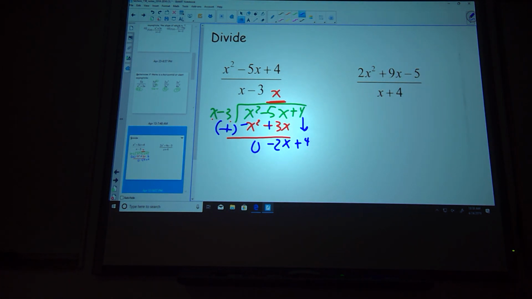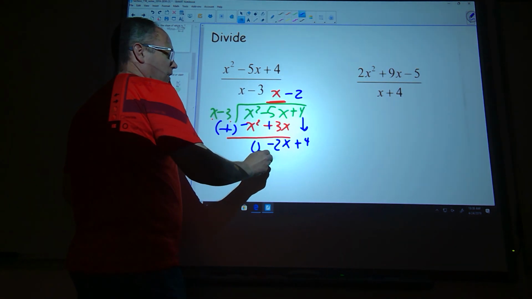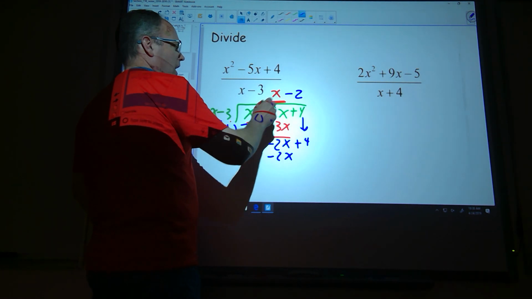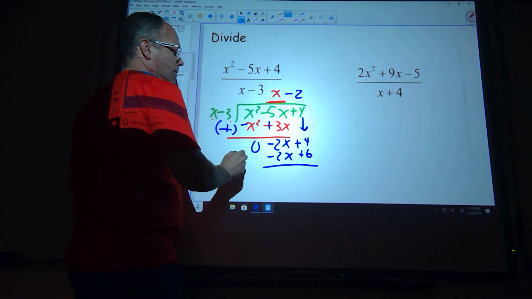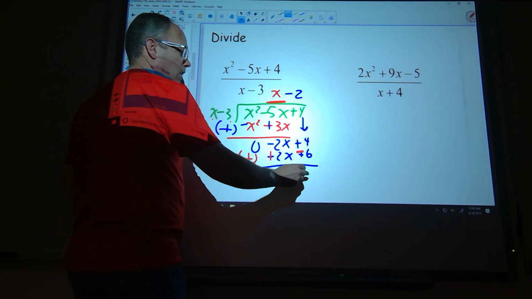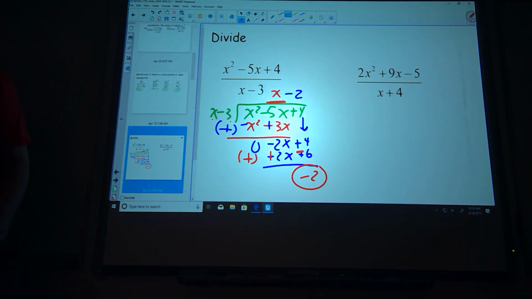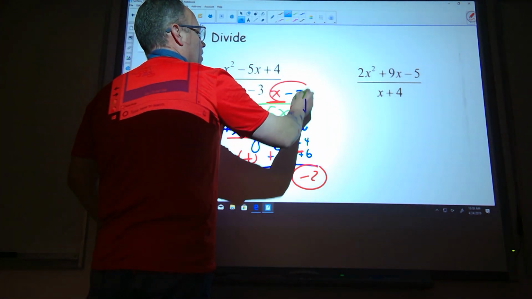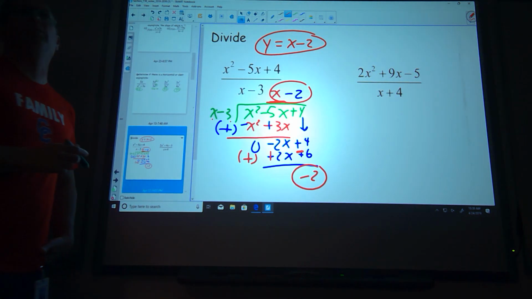Next question, I don't worry about the 0. I worry about the negative 2x. What times x gives me negative 2x? Negative 2. So negative 2 times x is negative 2x. Negative 2 times negative 3 is positive 6. Again, we're subtracting them. So if I subtract them, change that to plus, change that to plus, change that to a minus. So then I get negative 2. I'm not worried about the remainder on this. So this right here, y equals x minus 2, is my end behavior asymptote.